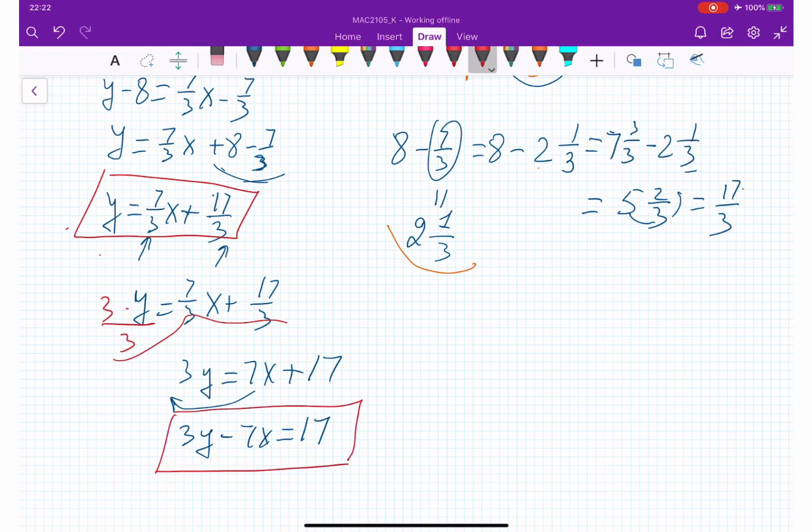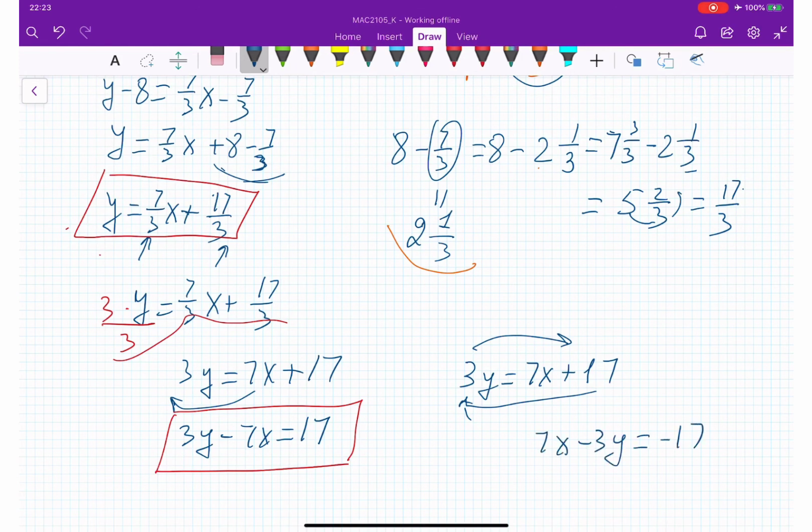Or if you move 3y on this side, let me write it down. If this form won't take, let me work it out this way. Maybe this form will take, because it's software, we never know. So instead of moving 7x here, I'm moving 3y on this side and 17 on this side. So it's going to be 7x minus 3y equal to negative 17. Because once you move 17 to this side, it becomes negative, and once you move 3y to this side, 3y becomes negative.